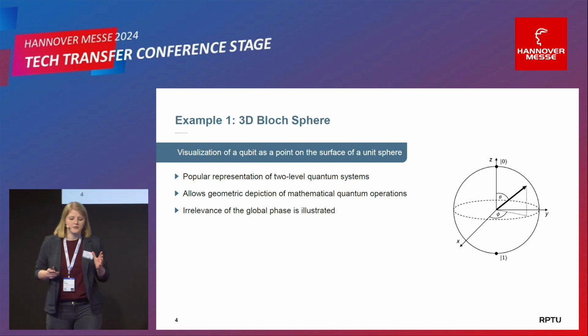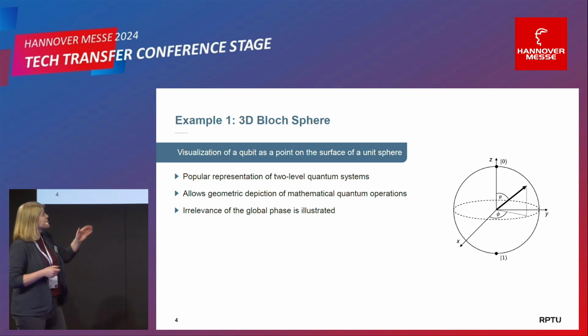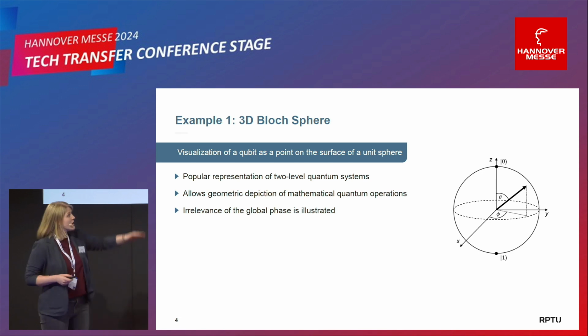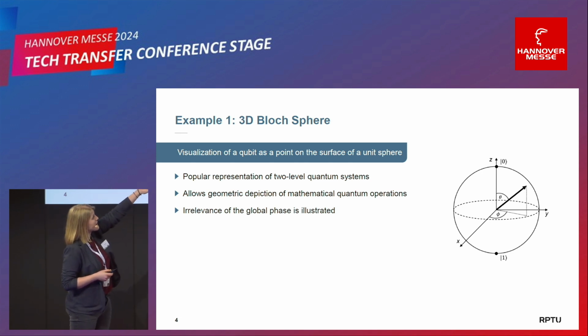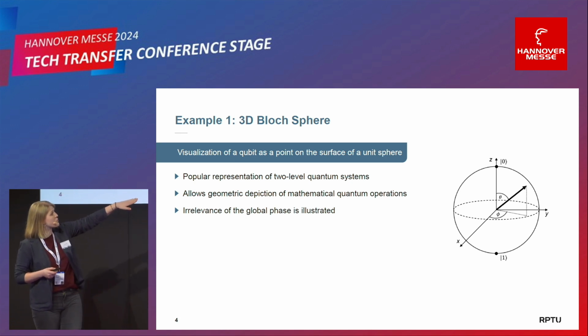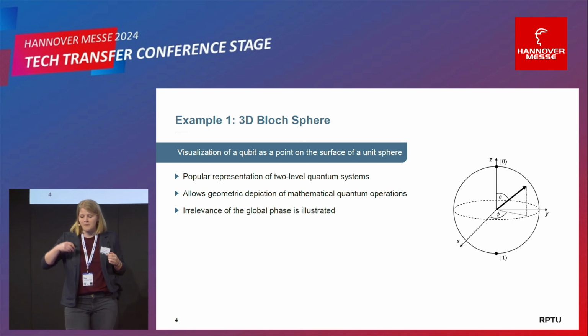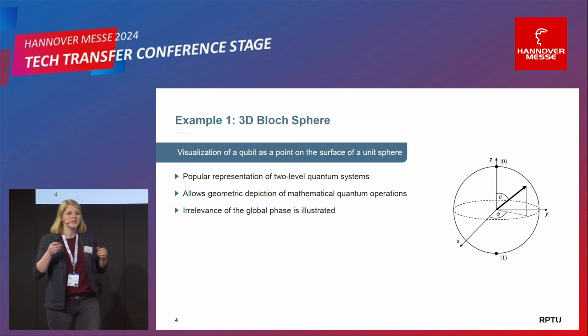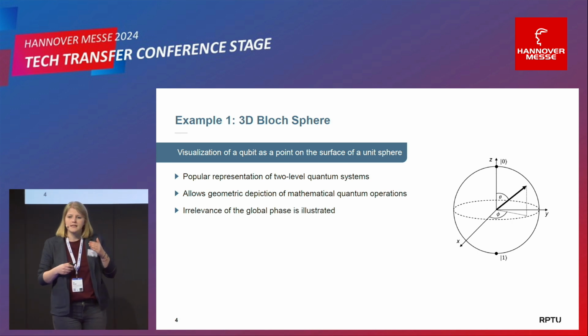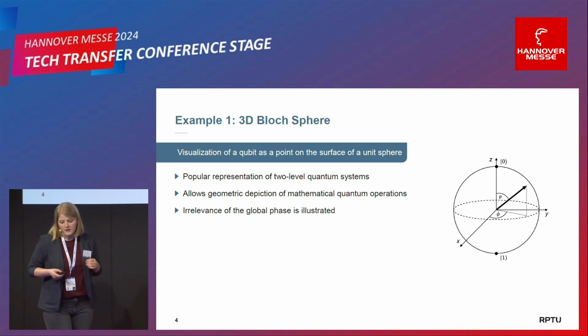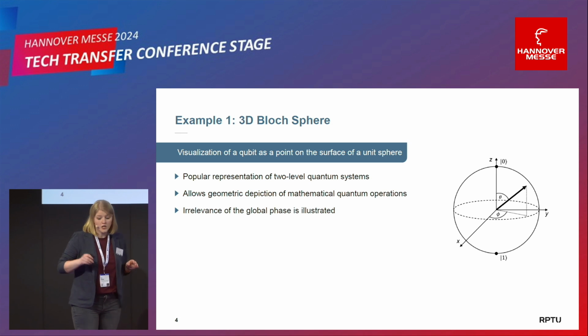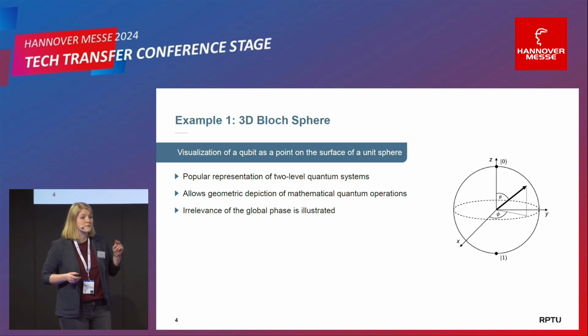In this Bloch sphere, we typically visualize a qubit state as a point on the surface of a unit sphere. On top of the unit sphere, we have state 0. On the bottom, here in the example, we have state 1. And all the possible superpositions are lying on the surface of the sphere in between these two extrema. This Bloch sphere is a popular representation in quantum physics to represent two-level quantum systems.